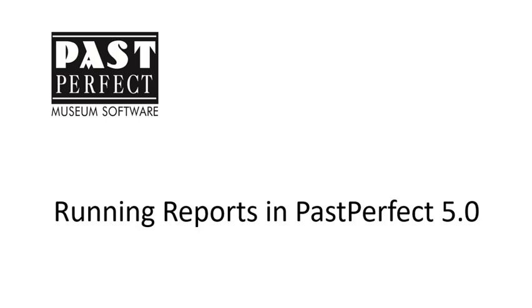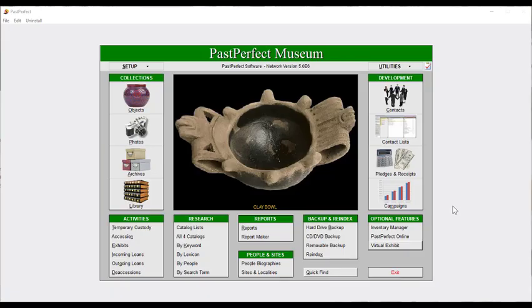PastPerfect includes over 350 built-in reports that can be used to access the information entered in your program. Whether you are looking for information from a single catalog or contact record, or content from a large group of records, there is likely a report that will meet your needs. Reports can be accessed in PastPerfect in several ways.